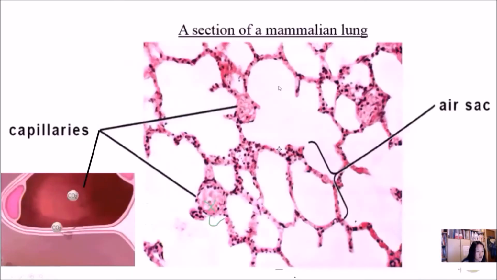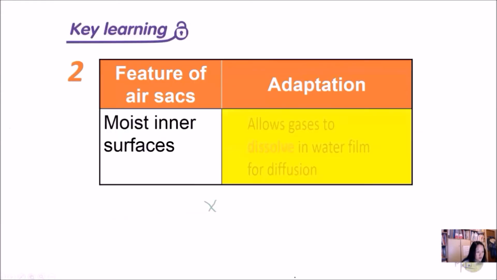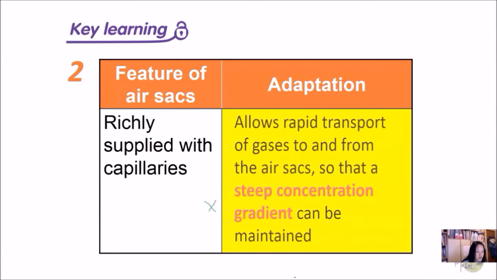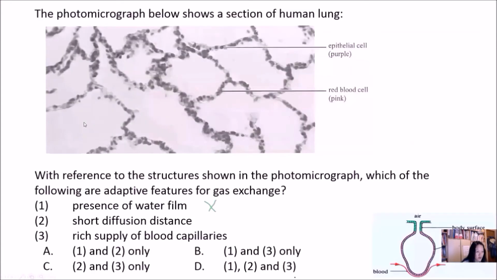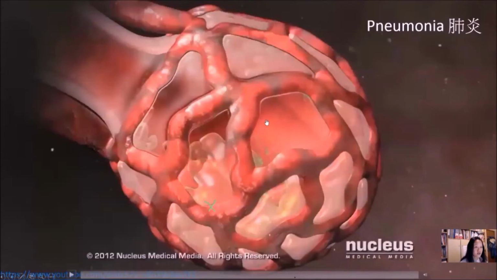In the public exam, usually they will give you a colored diagram like this, and you can see they are richly supplied with blood capillary. Usually they will label the capillary. They don't expect you to know the structure by just looking at the diagram. Therefore, the answer here is 2 and 3. The answer is C.